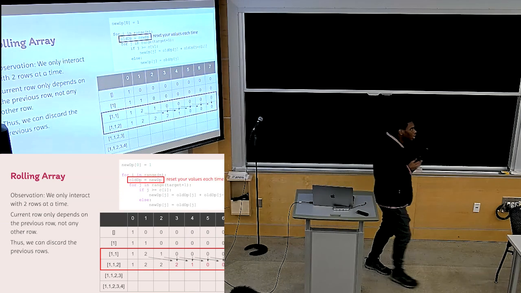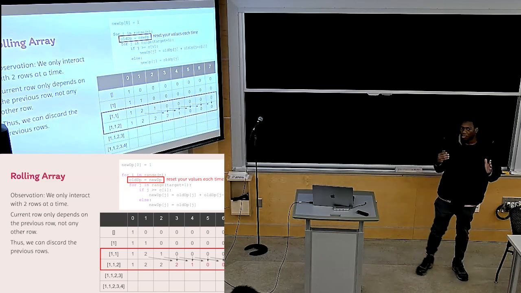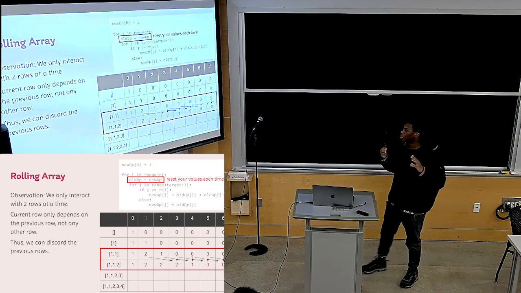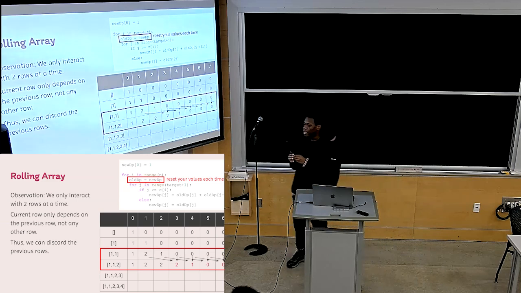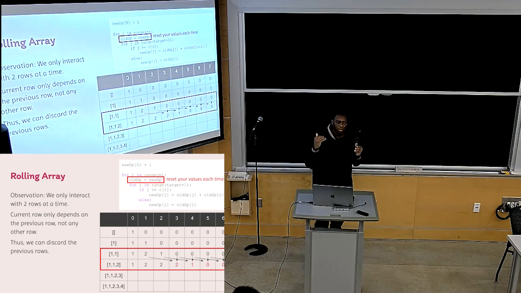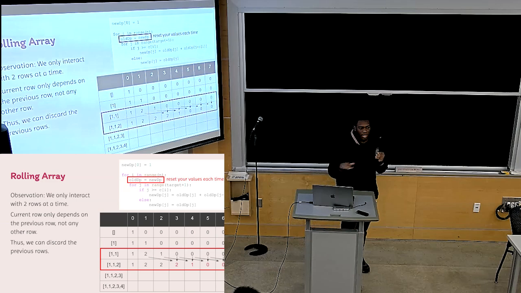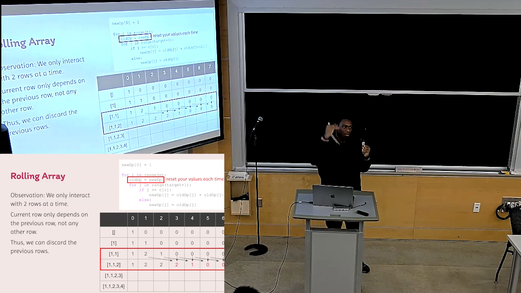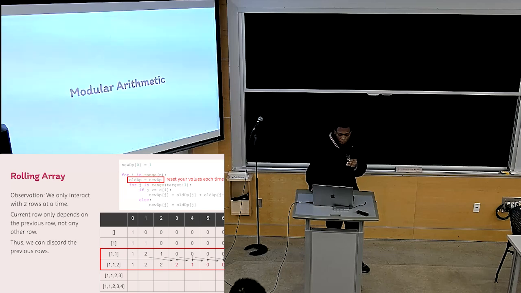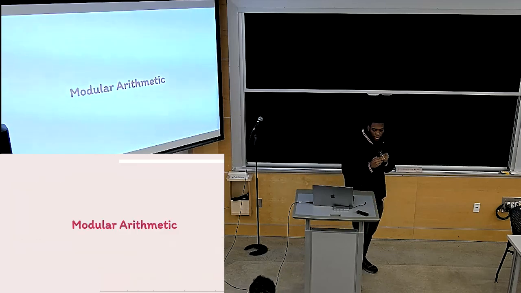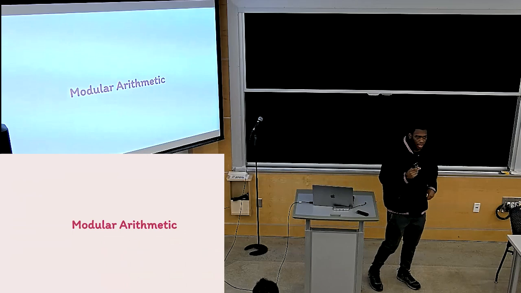And that's here. So instead of storing the entire table, you just store the 2 rows you're looking at. And given the first row that's above the current row, you can just update that row and then pass it on to be the new top row, and then go on. And I'll pass it on to Richard for modular arithmetic.